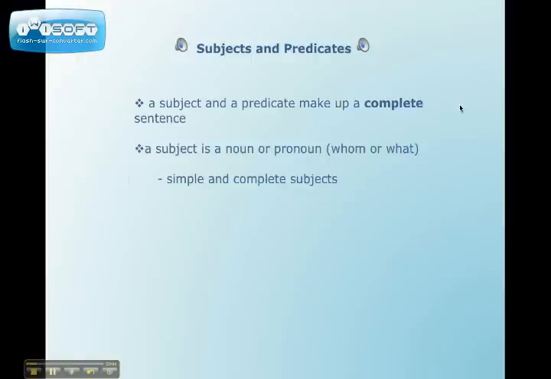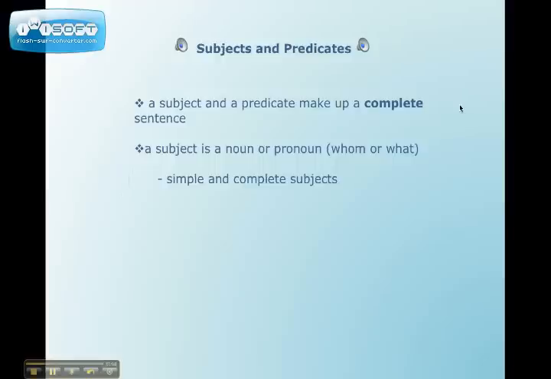We have a subject and a predicate make up a complete sentence. Now this is one of the most important, I would say, rules or things to memorize in grammar because it can help you with your writing, your reading, future, everything, basically. So definitely remember, complete sentence is subject and predicate.